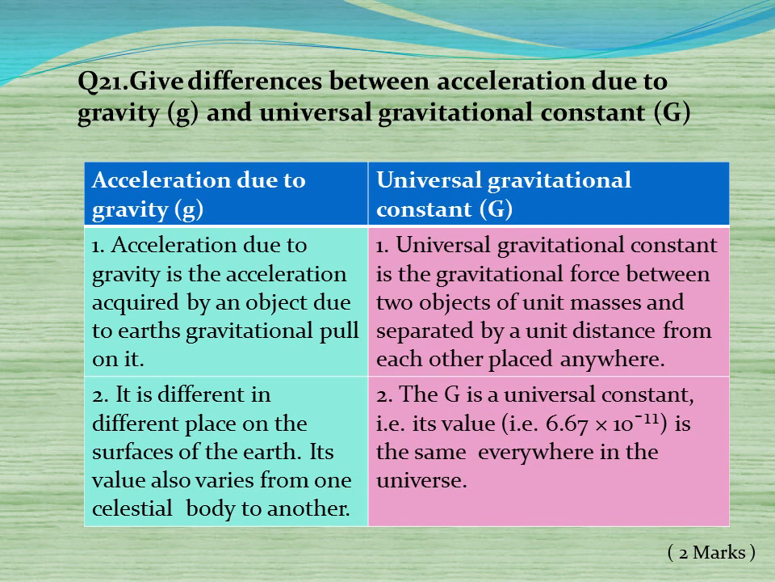2. Acceleration due to gravity is different in different places on the surface of the earth. Its value also varies from one celestial body to another. The universal gravitational constant G is a universal constant. That means its value, 6.67 into 10 raised to minus 11, is the same everywhere in the universe.